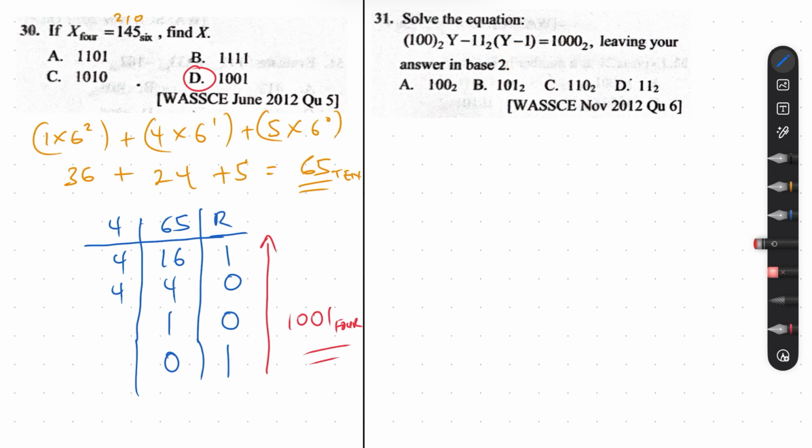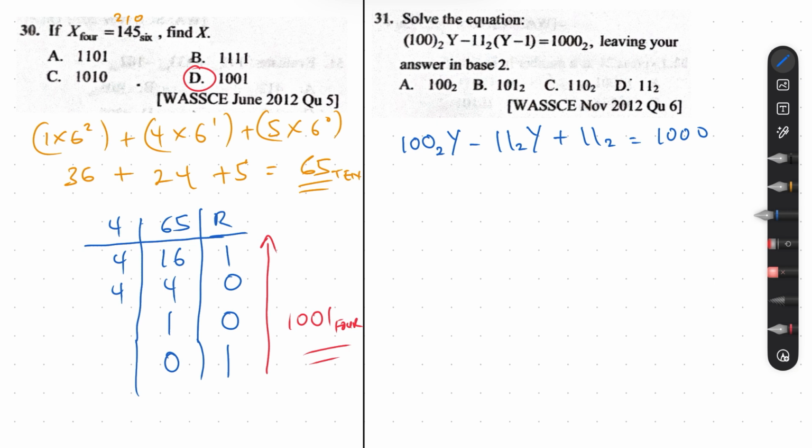The second way is to just work in base 2. You expand in base 2, then group like terms, and then solve. That's what I'm going to use. The only thing we need to expand is this bracket because of the y minus 1. So now we have 100 base 2 y, minus, if we expand, 11 base 2 y plus 11 base 2 equals 1000.